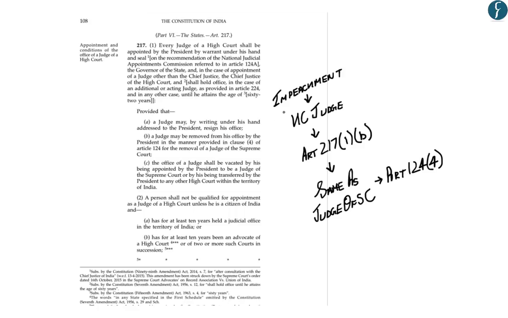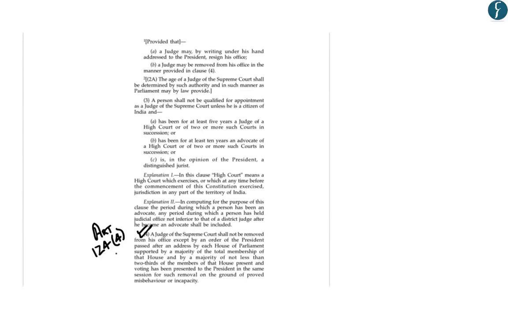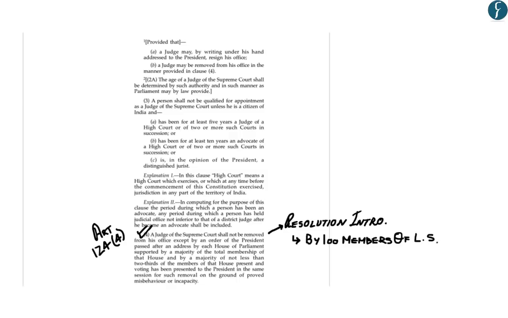So hopefully up till here, you have understood under which article the impeachment of a High Court judge falls. Now let us understand Article 124, Clause 4. It gives the procedure for the impeachment of a judge of a Supreme Court. To begin the impeachment procedure in the Parliament, a resolution has to be introduced, either by 100 members of the Lok Sabha or by 50 members of the Rajya Sabha. After this, a discussion is held in the Parliament.